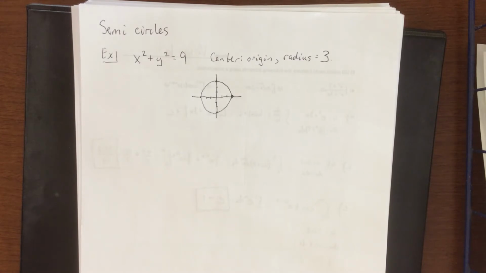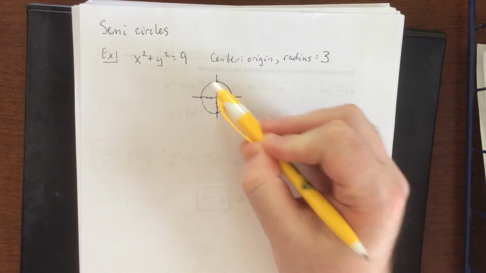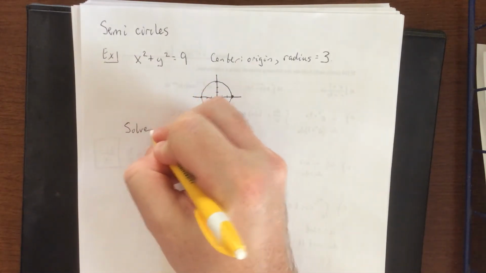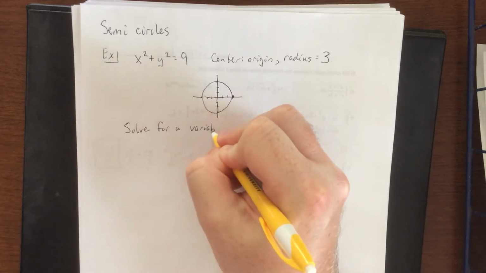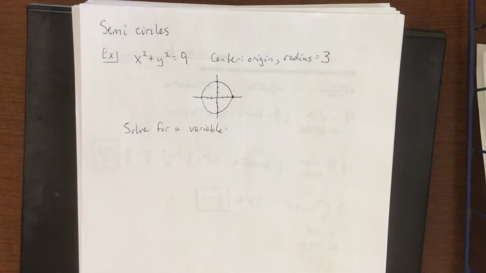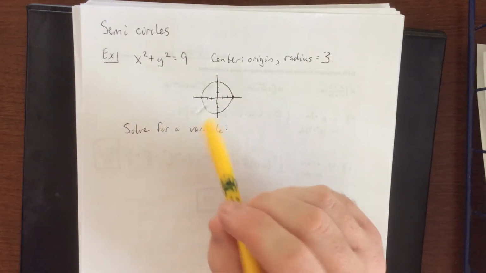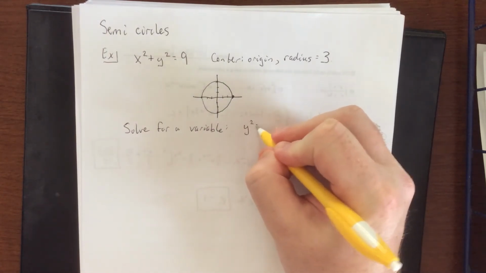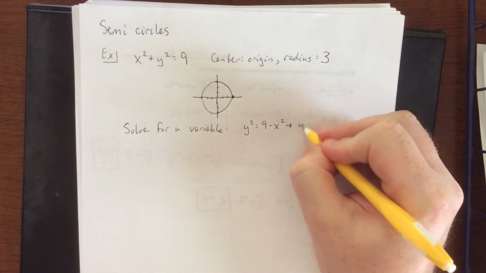So semicircles would be what you get if you were to take only half of the circle. That is to say, you could do the upper half, the lower half, the right half, or the left half. Now the way that we do so is we solve for a variable. For example, let's say that I wanted to head back up here for a moment and solve for the y variable. I would start by subtracting x squared from both sides. Then I would take the square root of both sides.